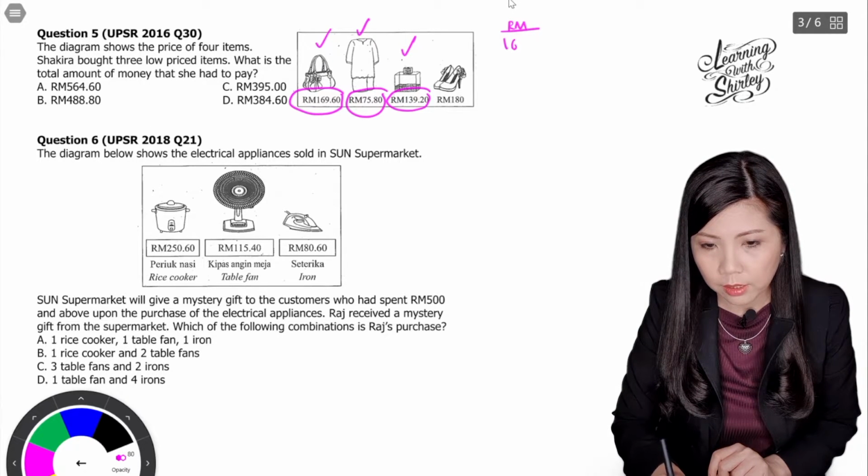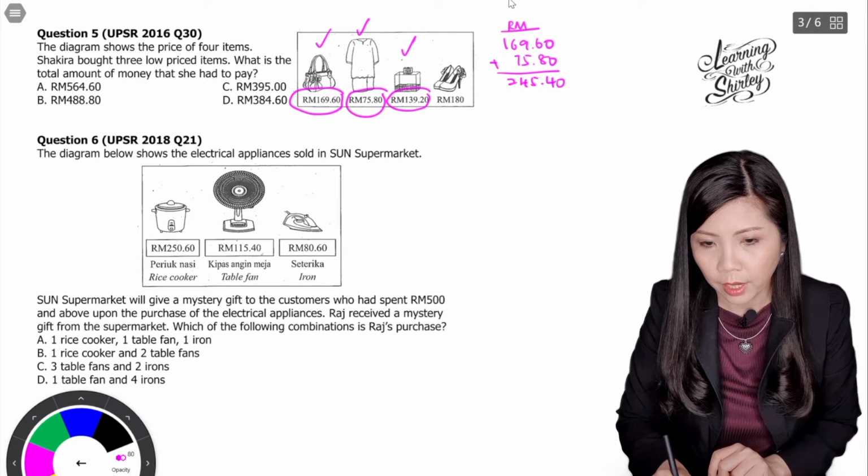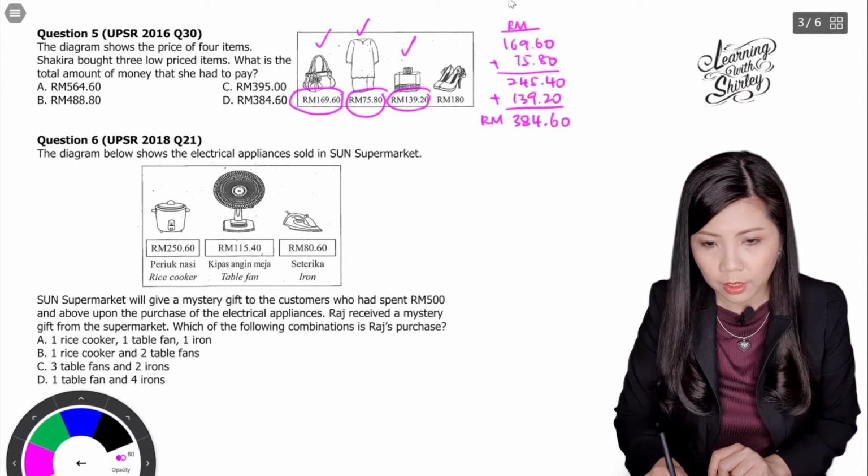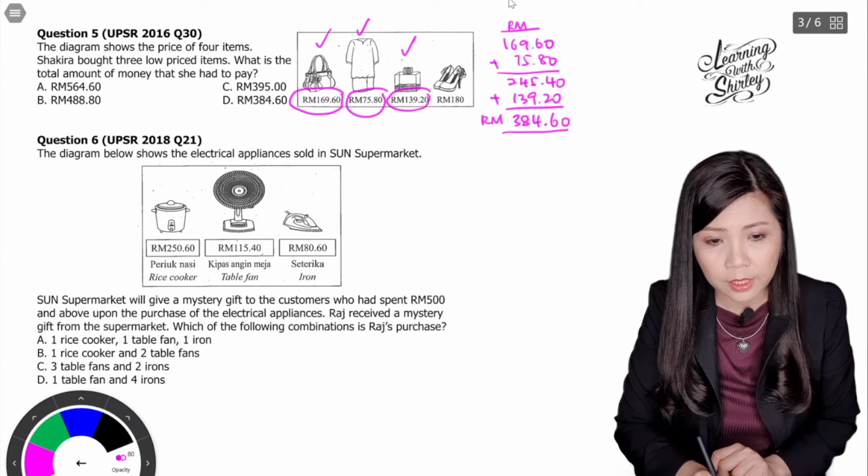So this is 169.60. Then after that plus with 75 ringgit and 80 cents. So we'll get 245.40. Then we plus with the perfume, which is 139.20. So plus together we will get 384.60. So the answer is D.